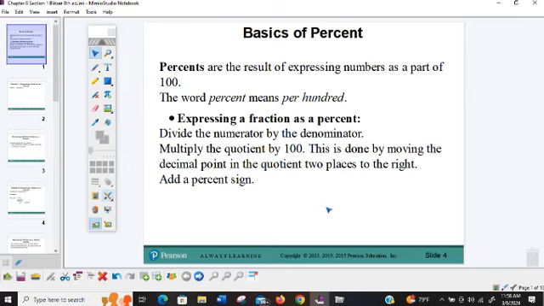In this chapter, we're going to learn about finances and we're going to start with percents, okay? Percents mean per hundred, okay? So if we divide the numerator by the denominator and multiply what we get by 100, which we can also do by moving the decimal 2 places to the right and adding a percent sign, we'll have the answer. So let's try one.